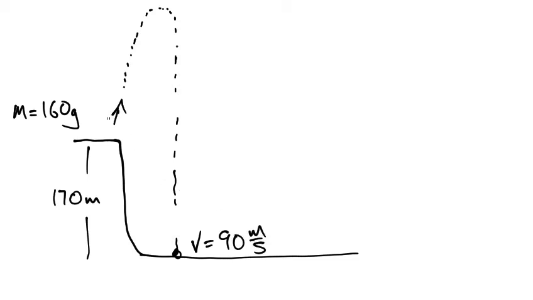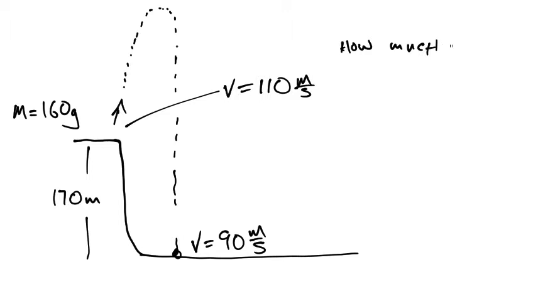But way up here, the initial velocity of the bullet is going to be 110 meters per second. Now, I know what you're thinking. You're thinking, how can this possibly be if it's at a higher location with a larger velocity? Surely it must be going faster when it reaches a lower height. Well, the question is, how much energy is lost to air friction?